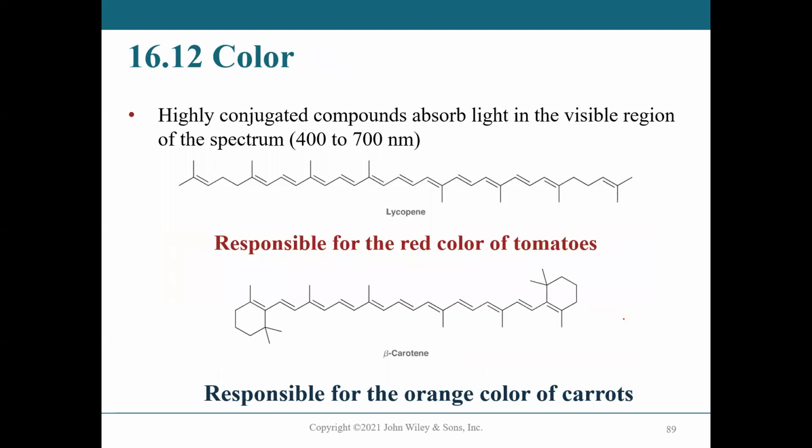Highly conjugated compounds absorb light in the visible region. The visible region is from 400 to 700. So if we look at this right here, from 400 to 700 is the visible. Anything beyond here would be the UV. This says lycopene is responsible for the red color of tomatoes, and carotene is responsible for the orange color of carrots.